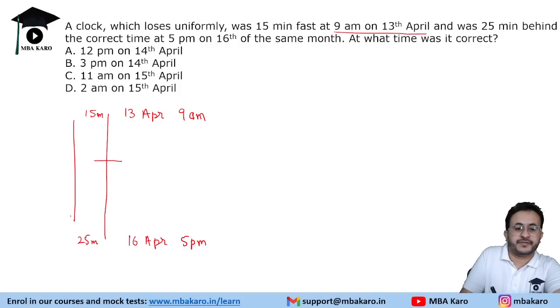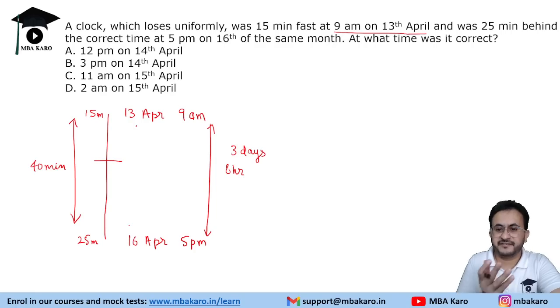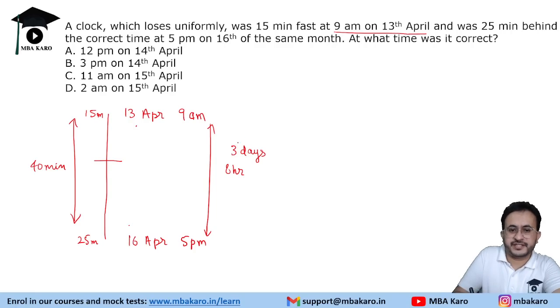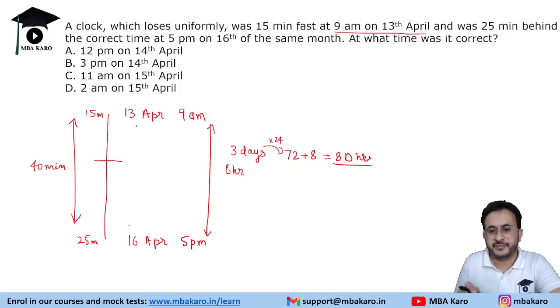Find the time gap, which is 40 minutes, and find this gap also. 9 a.m. to 5 p.m. is 8 hours, and 13 to 16 is 3 days. Convert everything into hours. Okay, 3 days means 24 times 3, that is 72, plus 8, that is 80 hours. Okay, so in 80 hours, it is 40 minutes behind.